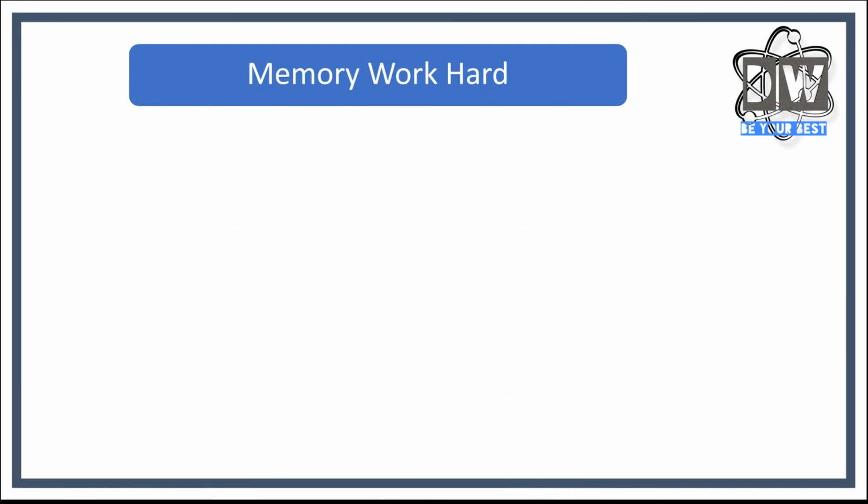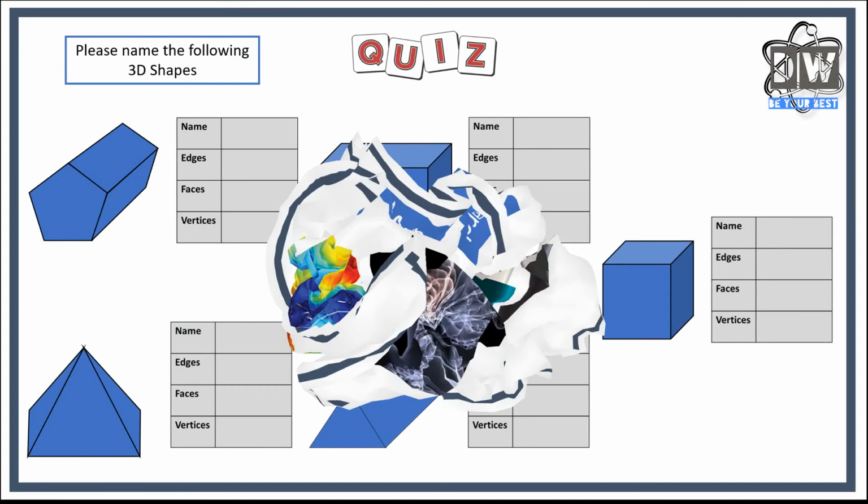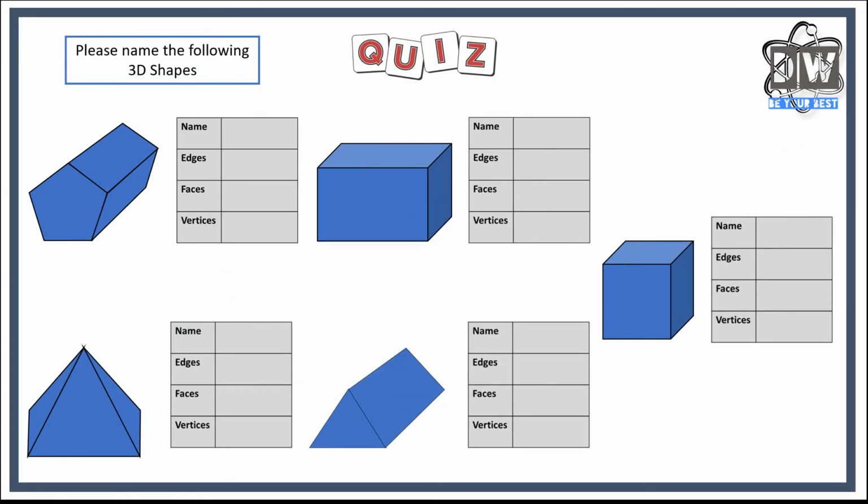So it's all about memory and common sense. I know we haven't gone through all the names on this PowerPoint, but on the previous PowerPoint we have. So I'd like you to name all these shapes, and work out how many edges, faces and vertices each one has. Then come back and see if you've got it correct. Okay, so let's go. Are we ready?